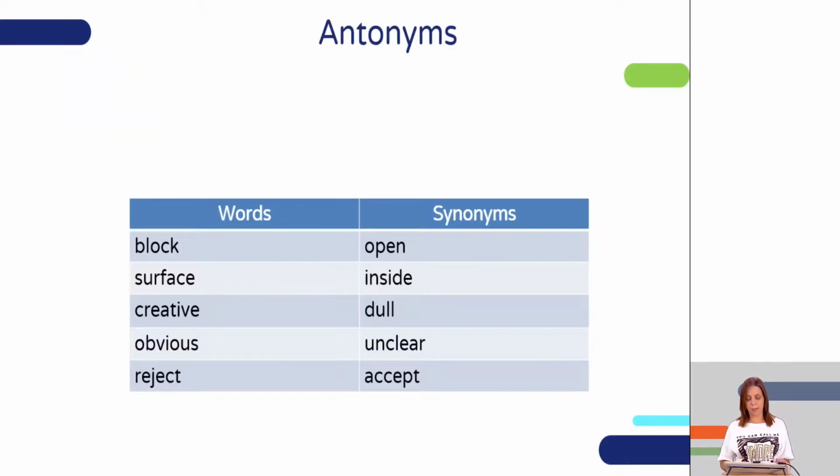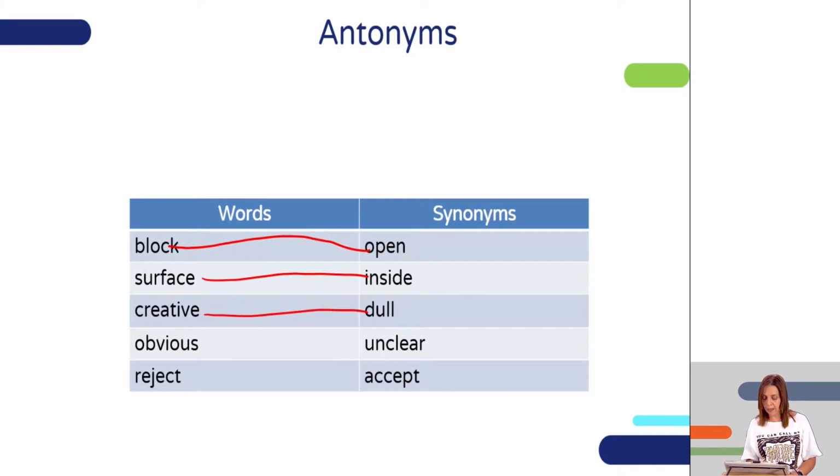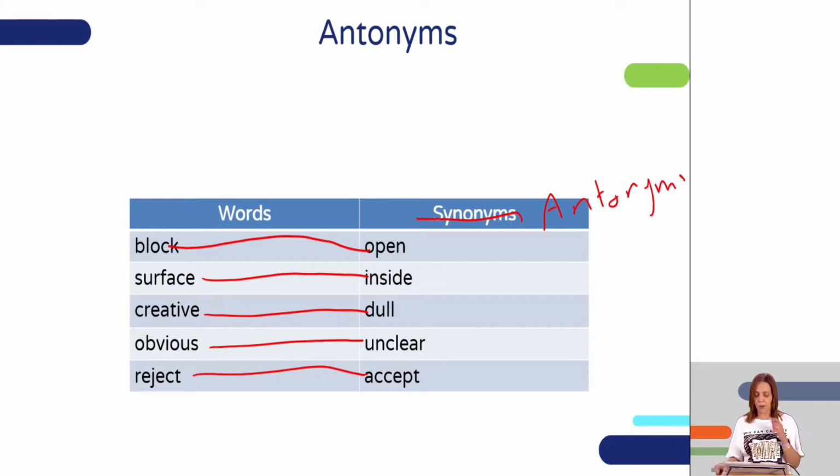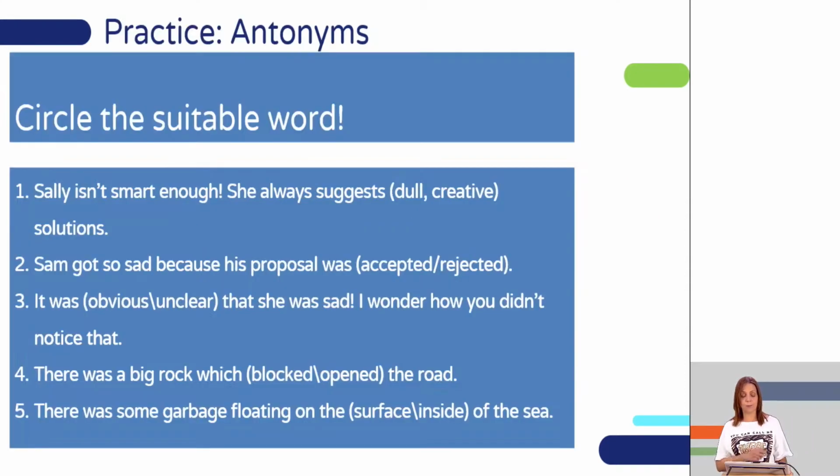Here we have block. To block is to stop from moving or to make it impossible to move. So it is block here, open. Surface, inside. Creative, dull. Obvious, unclear. And reject, accept. So each word goes with its opposite, but not synonyms here. We have a mistake here. It is antonyms. Okay, we can move now to practice more.